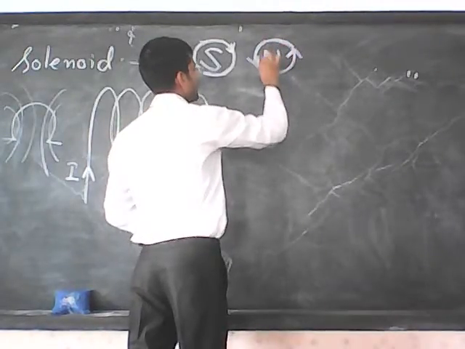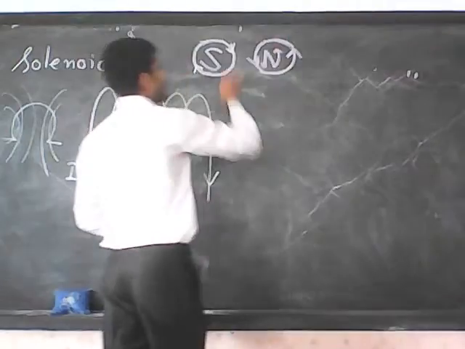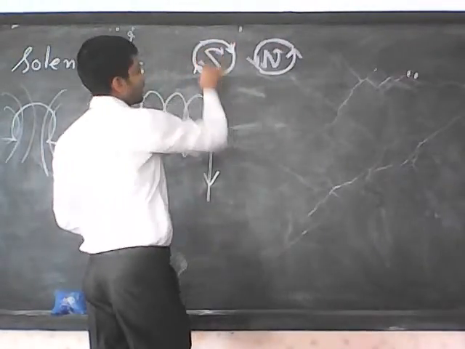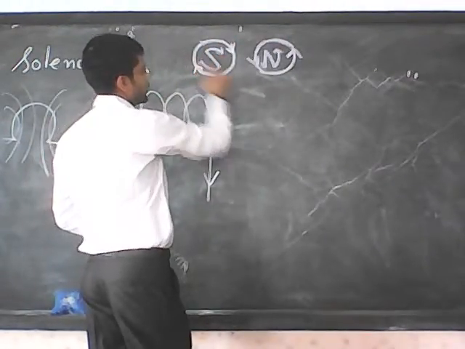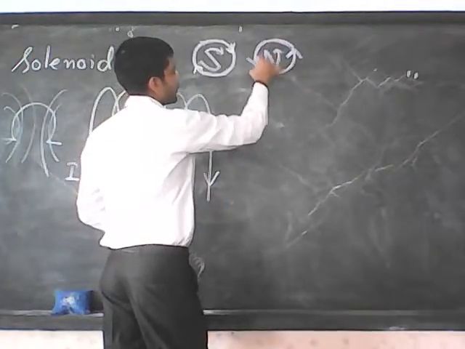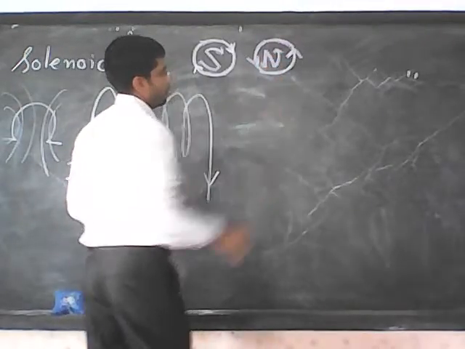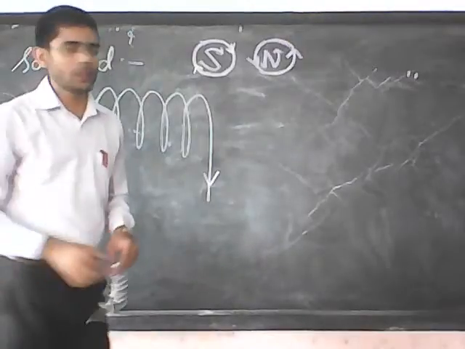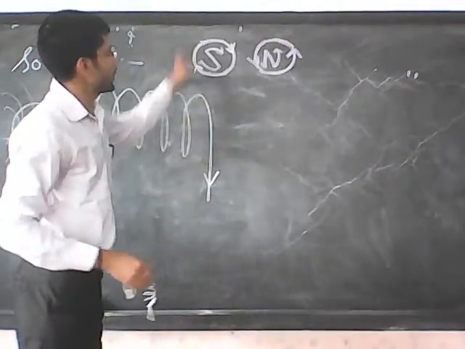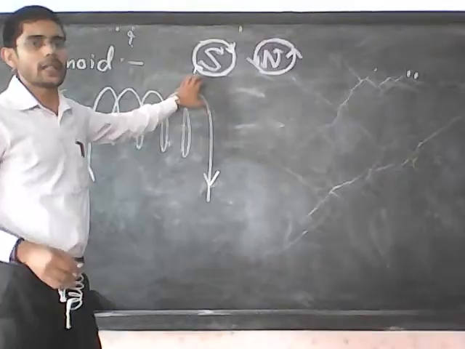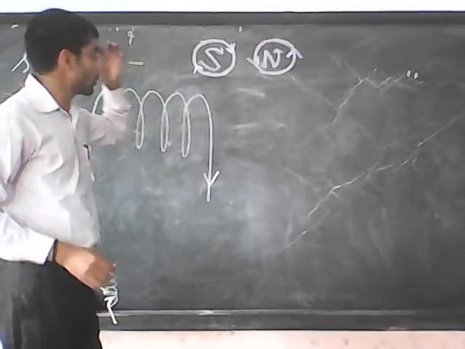You can observe this thing and remember it also. It is showing like clockwise, it is showing like anti-clockwise. So if current is flowing anti-clockwise, that will be the north pole, and if the current is flowing in a clockwise direction, then it will be the south pole.